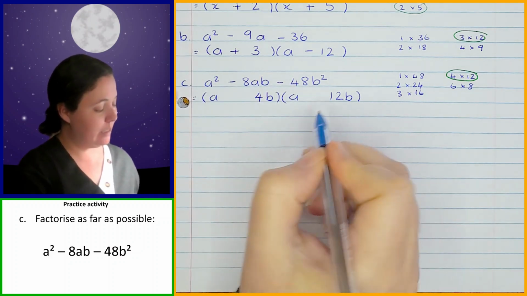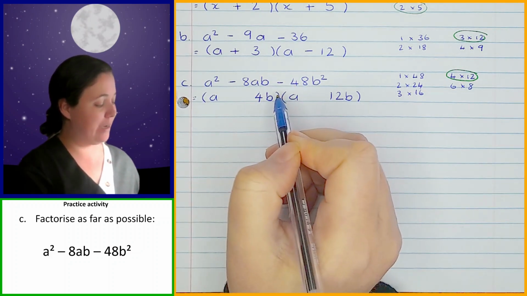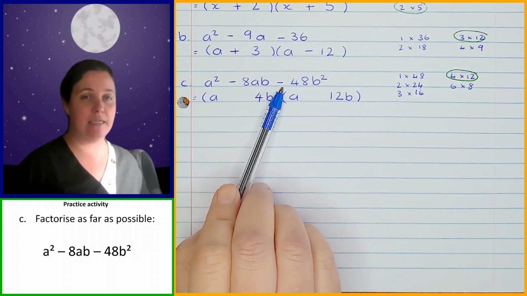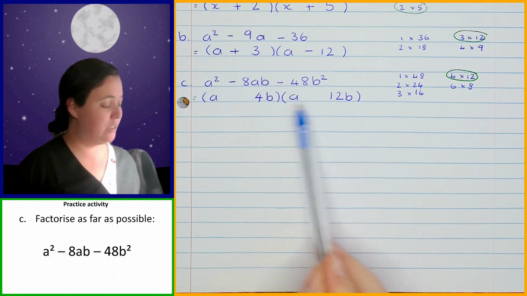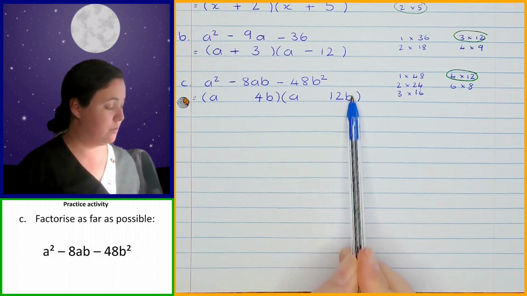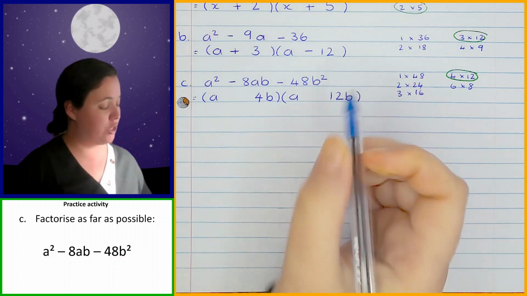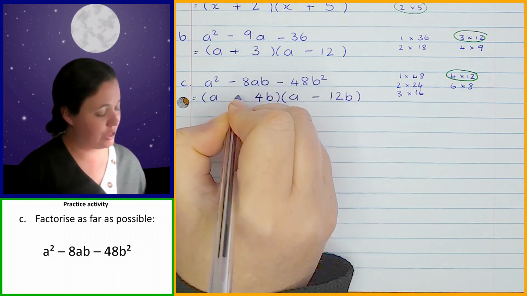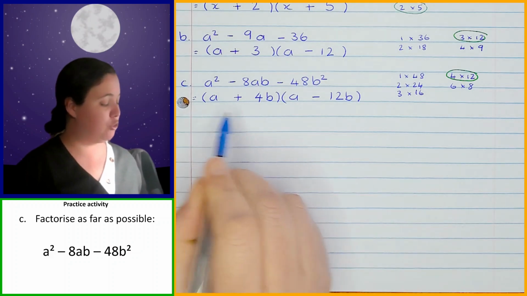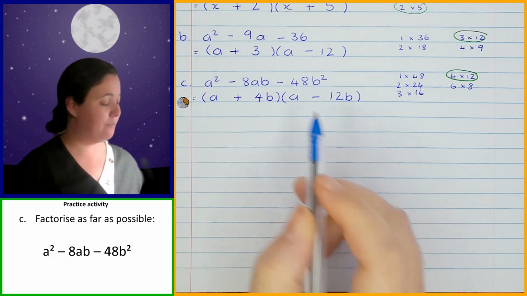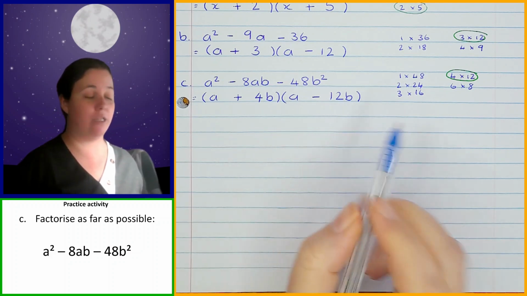Okay, so now I need to go and find what my signs are going to be. Remember, because this term is negative, my signs are going to be different. And the bigger number, this one over here, is going to get the sign of the middle term. So this is going to be negative, and this is going to be positive. So that's what you should have got for question C. A plus 4b in one of the sets of brackets, and a minus 12b in the other bracket.